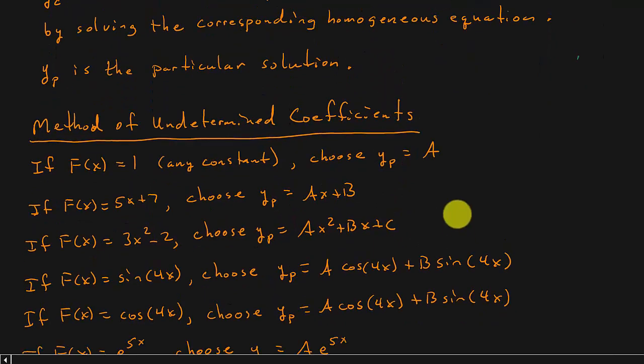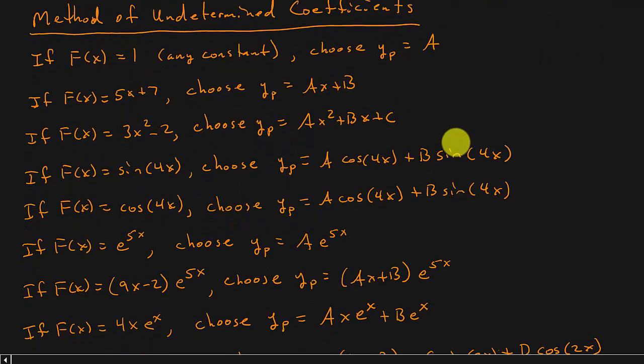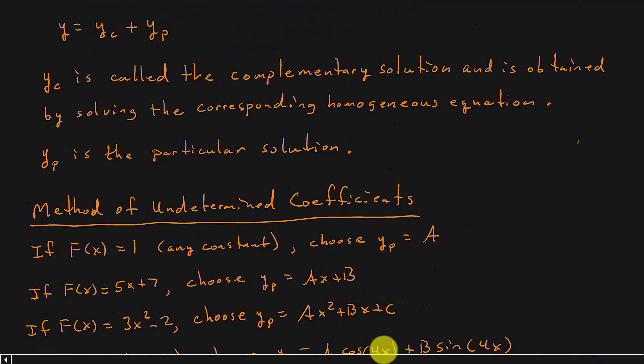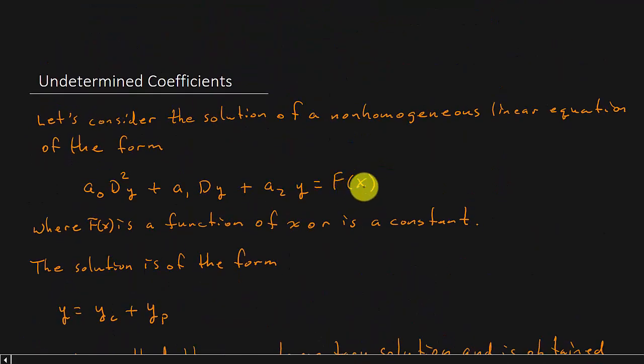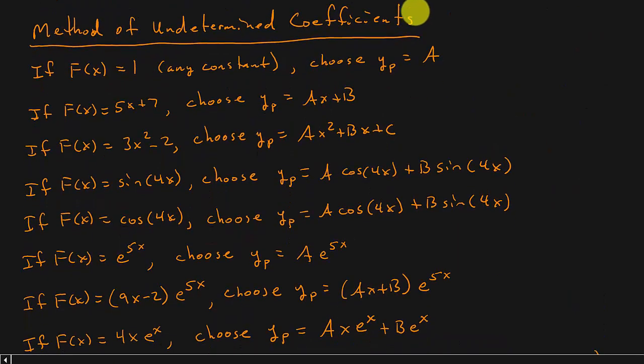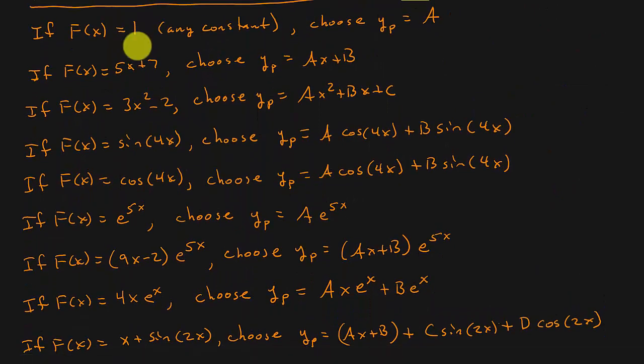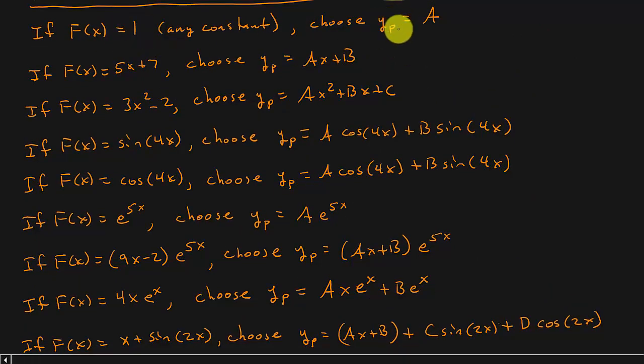All right, so we've got the method of undetermined coefficients. Depending on what f of x is, f of x is what it's set equal to, this part right here. So we look at the f of x, and based on what f of x is, if it's a constant, then we choose our particular solution to be a. If it's a linear function, we choose our y sub p to be ax plus b, and so on.